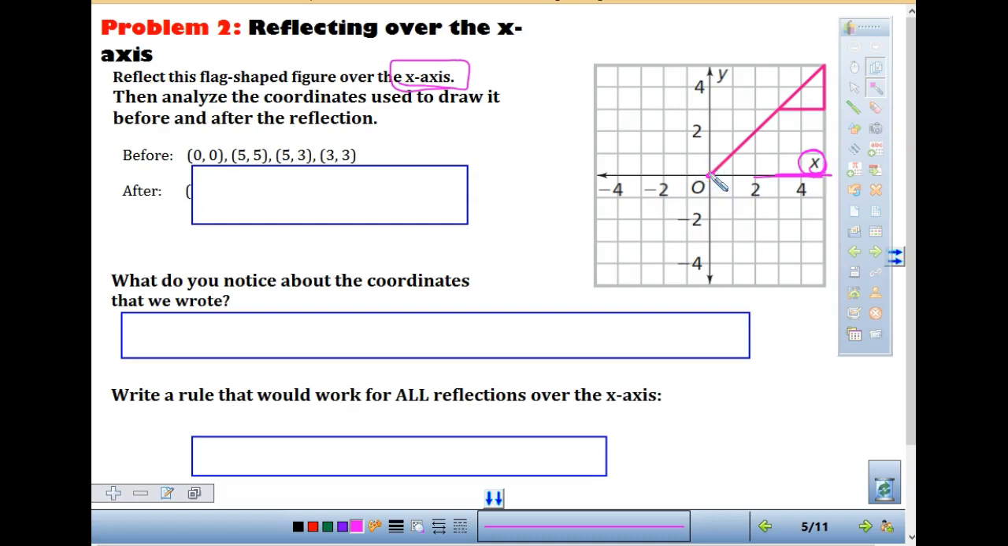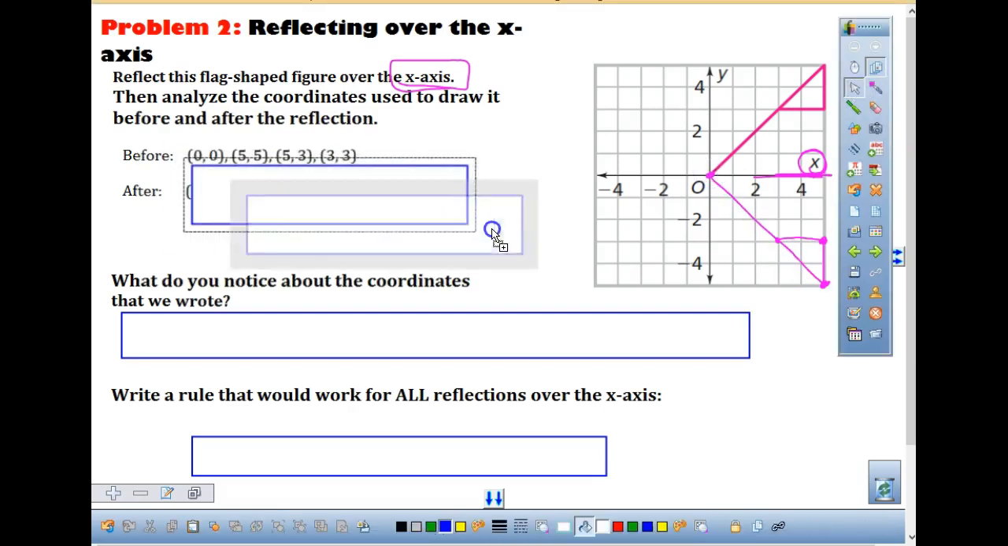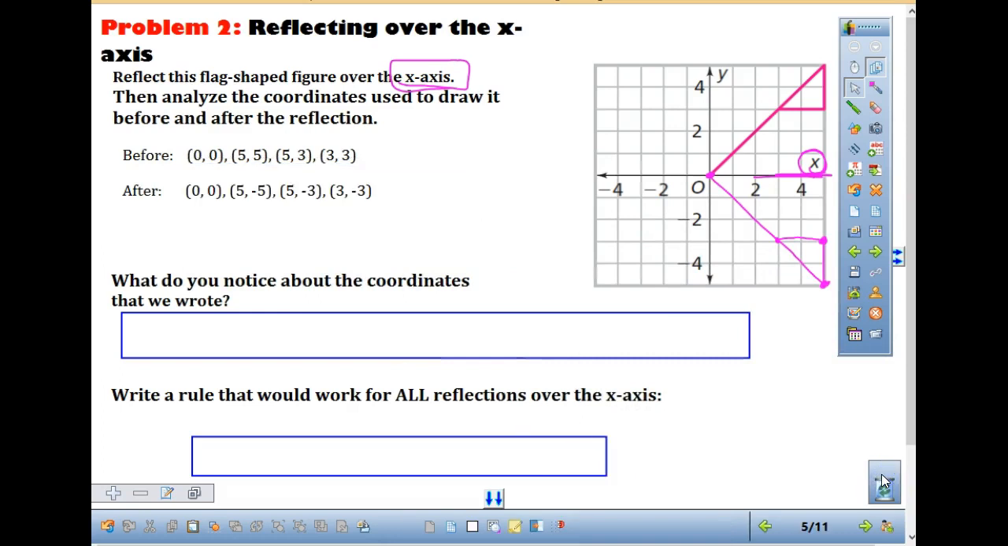No. It was 5, 5. Now it's going to be what? 5 and negative 5. So write your new point. It was 5, 3. Now it's going to be 5 and negative 3. It was, if we were looking at it, 3, 3. It is now going to be 3 and negative 3. So draw it and write down those coordinates.